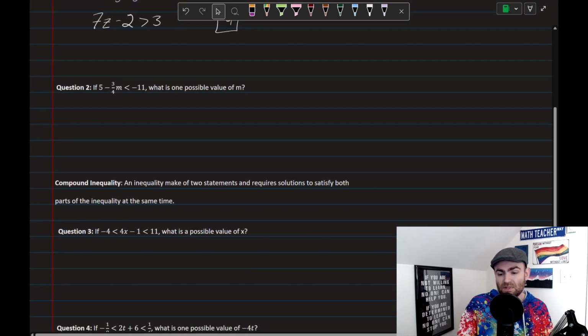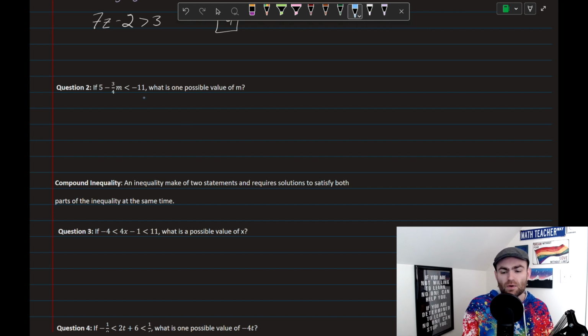Here we go with the next one. What is one possible value of m? Now there's something different here, and I'll talk about it when we get there. So we're going to solve this like we would an equation. I want to get the variable alone on one side, and I want to get the numbers on the other. So I'm going to subtract 5. I get negative 3/4 m is less than negative 16. We can undo multiplication by a fraction by multiplying by its reciprocal. So we can multiply both sides by negative 4/3.